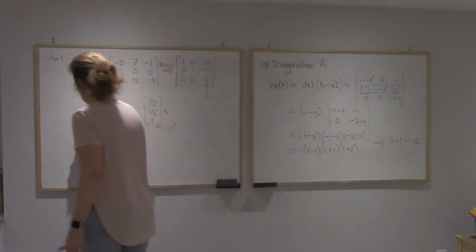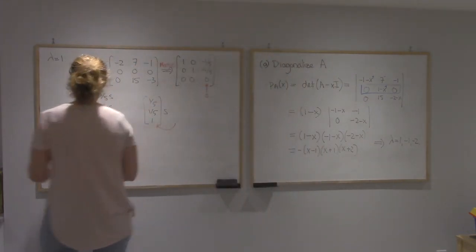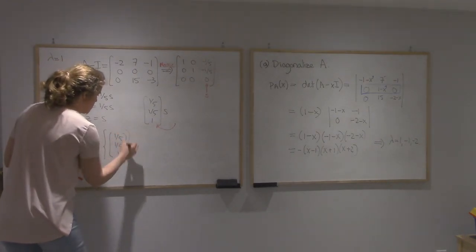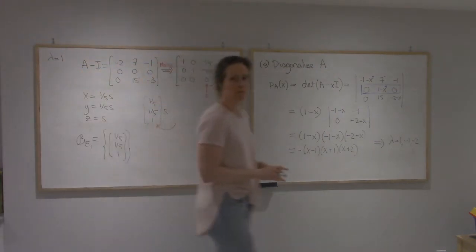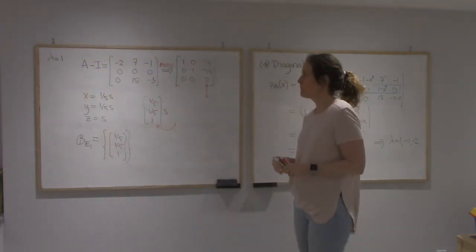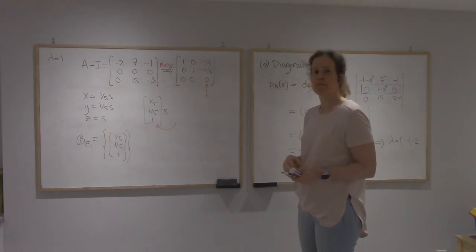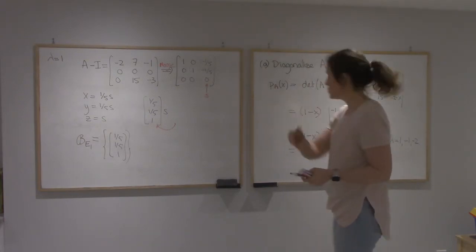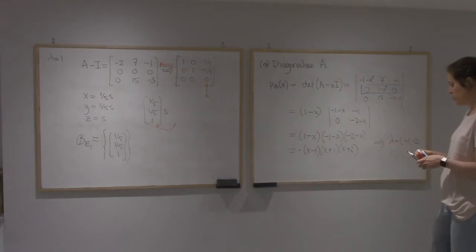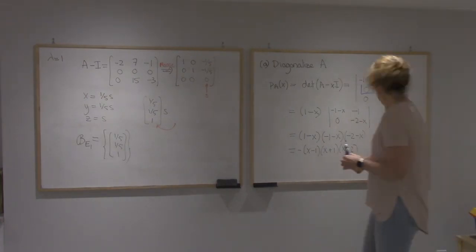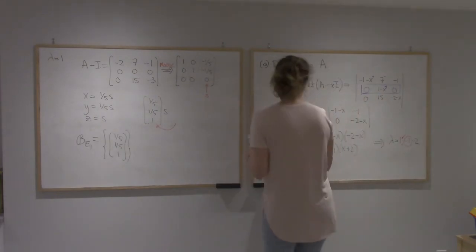So my basis for the eigenspace of 1 will be 1/5, 1/5, 1. All right, 1 down, 2 to go. I've done 1. I need to do -1, and I need to do -2 as well.